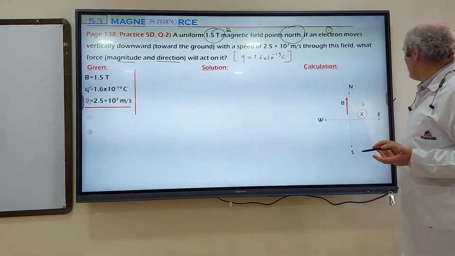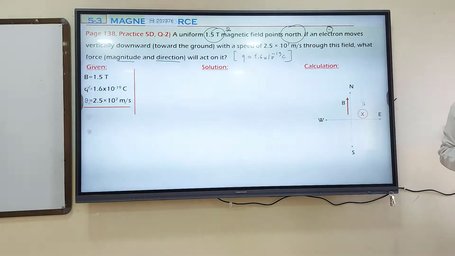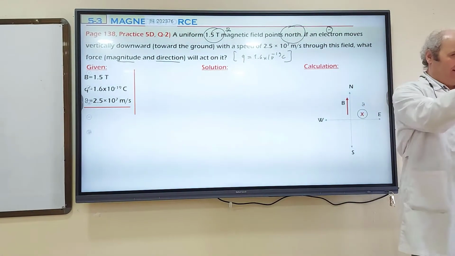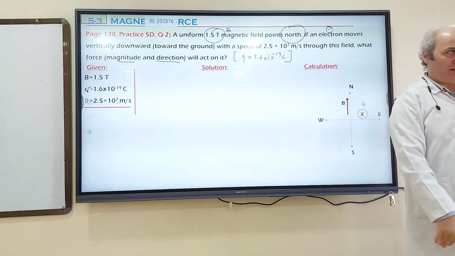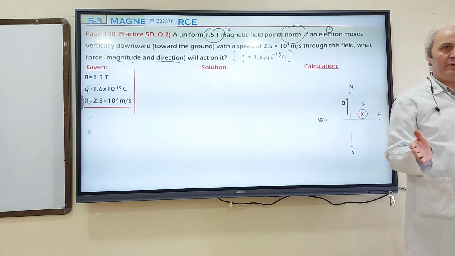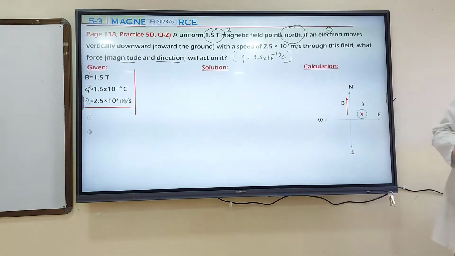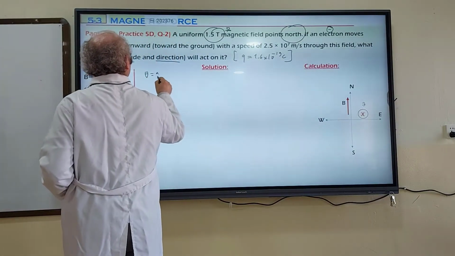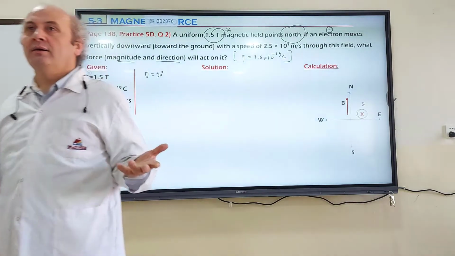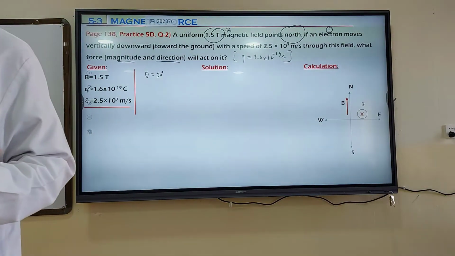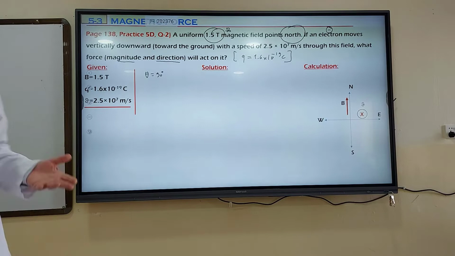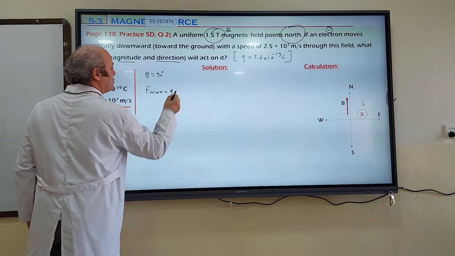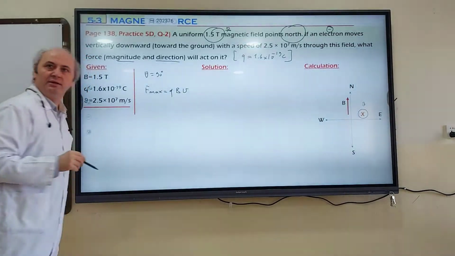So, tell me, what is the angle between B and V? 90. Because B is horizontal, but V is vertical. And so what is the angle between a horizontal and vertical line? 90 degrees. So the angle between B and V, theta is 90 degrees. Okay, if 90, maximum magnetic force acts on the charge. So let's write. What is the equation for maximum magnetic force? QBV. You don't need to use angle because sine 90 is 1.